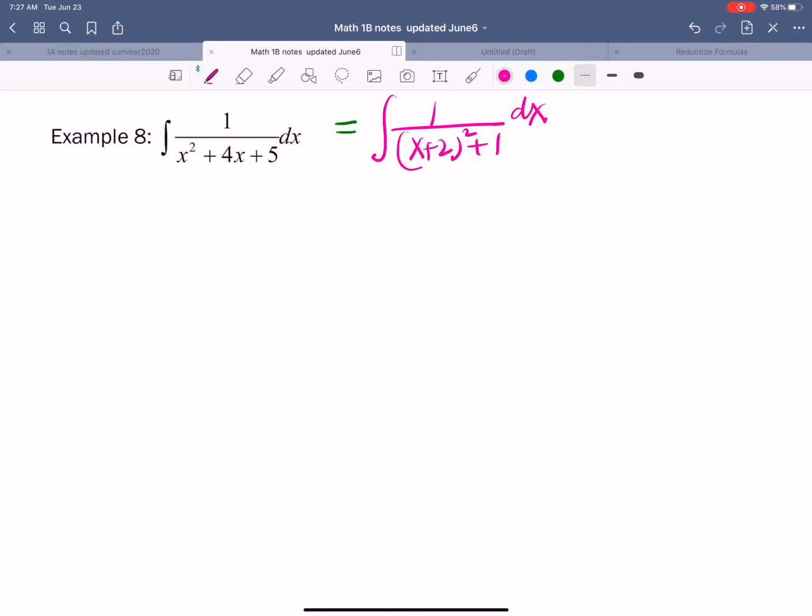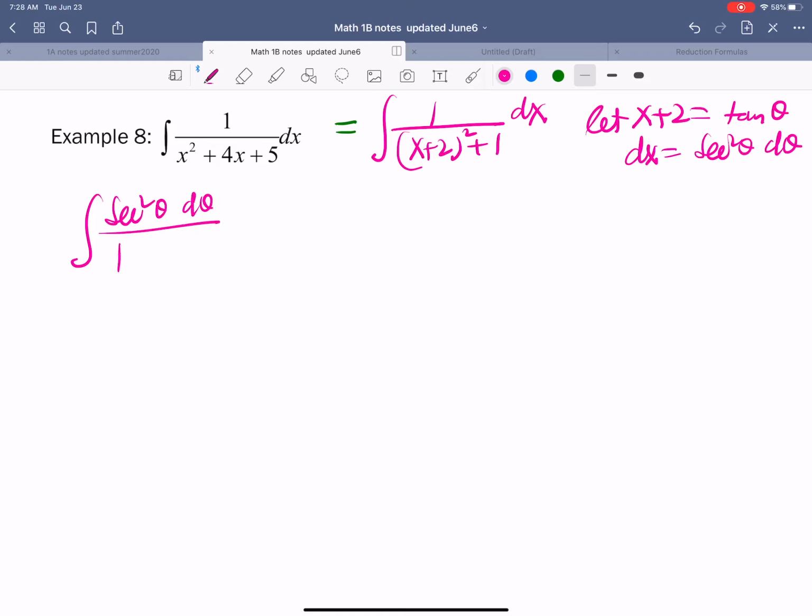So I'm going to let x plus 2 be tangent theta, and dx will be secant squared theta d theta. So let's go ahead and replace: secant squared theta d theta over tangent squared theta plus 1. Now we can tackle this integral. This one is a lot simpler, a lot nicer than what I had in the beginning.